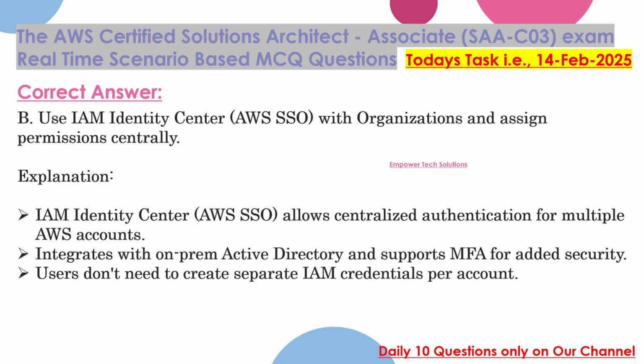Correct answer: B. Use IAM Identity Center, AWS SSO, with Organizations and assign permissions centrally. Explanation: IAM Identity Center, AWS SSO, allows centralized authentication for multiple AWS accounts. It integrates with on-prem Active Directory and supports MFA for added security. Users don't need to create separate IAM credentials per account.